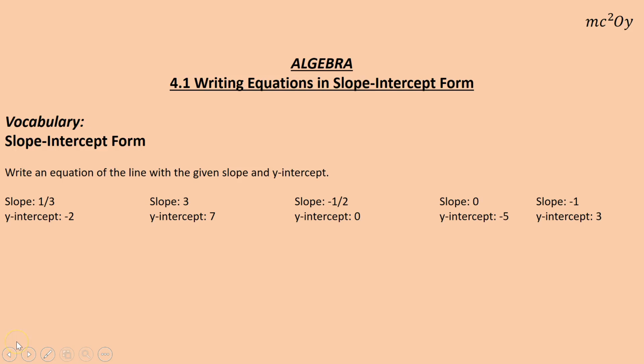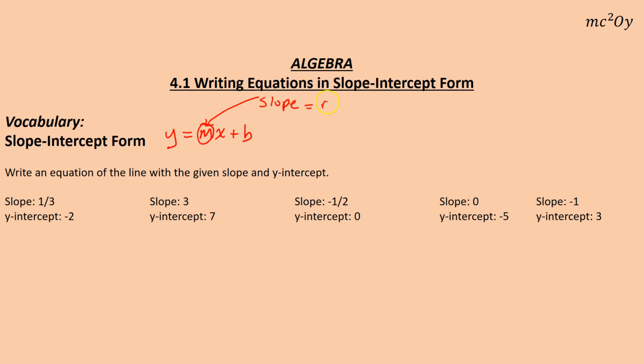All right, 4.1, writing equations in slope-intercept form. First, we need to know what slope-intercept form means, and slope-intercept form is in the form y equals mx plus b. And really what we're looking at there is the slope part is the m, that is the slope.